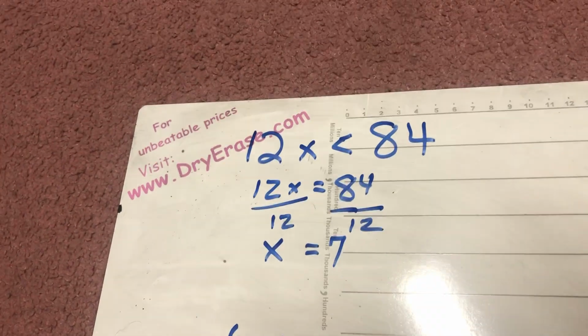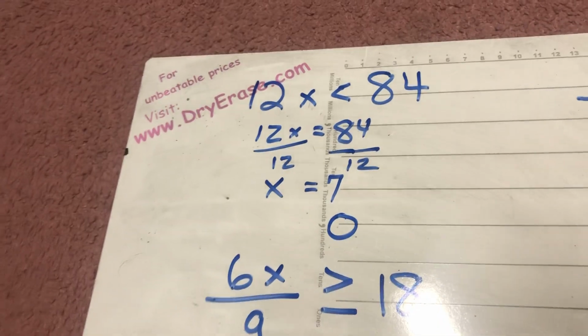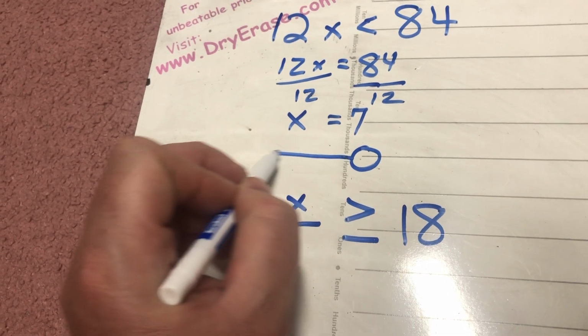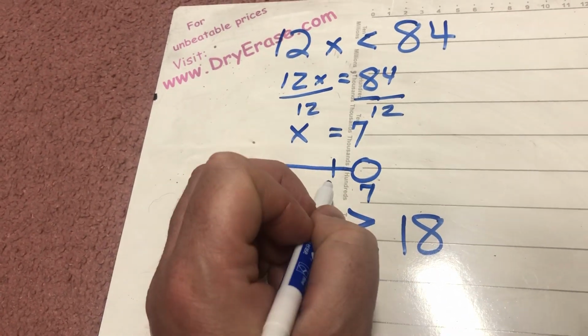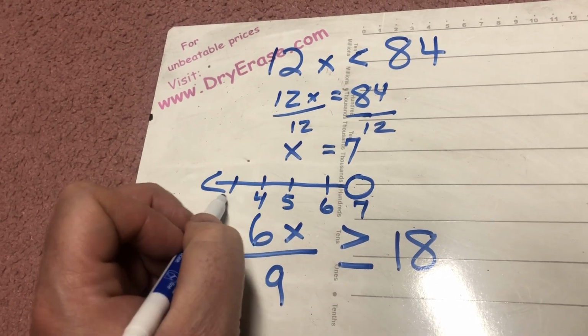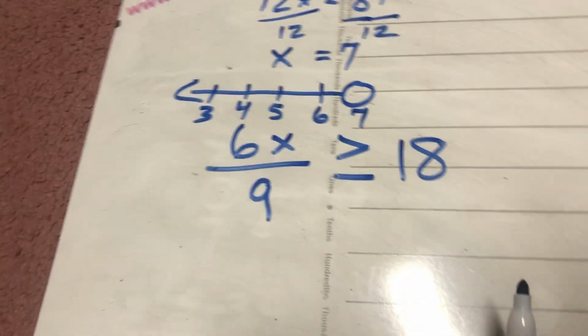So here it says x is less than 7. Well, that's got to be an unshaded circle because x cannot equal 7. X has to be less than 7. It has to be an unshaded circle. So it's going to start at 7. We're going to move to the left: 6, 5, 4, 3. All right, let's go to this one.